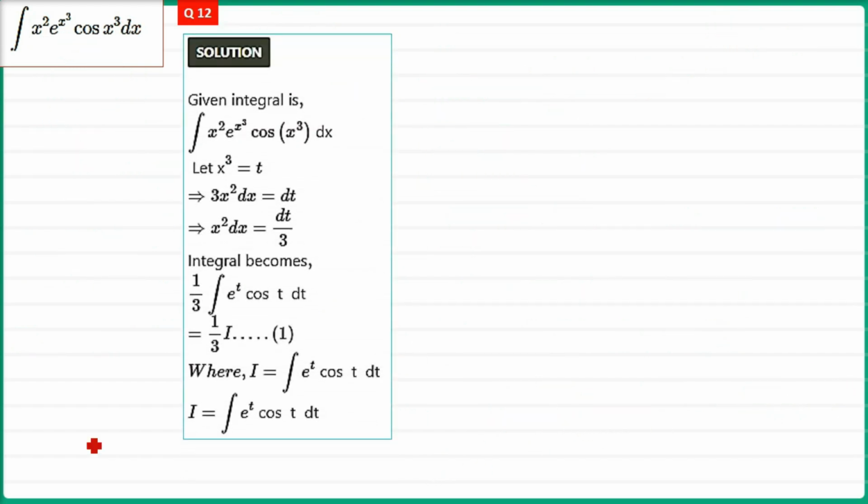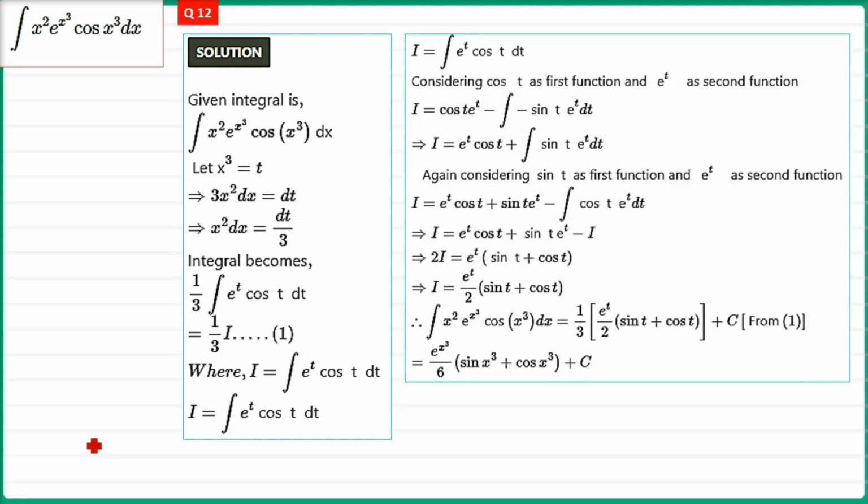So this is how it will be done. It's a very simple question because this kind of question we have done previously also, but you need to write it in the way I am presenting.